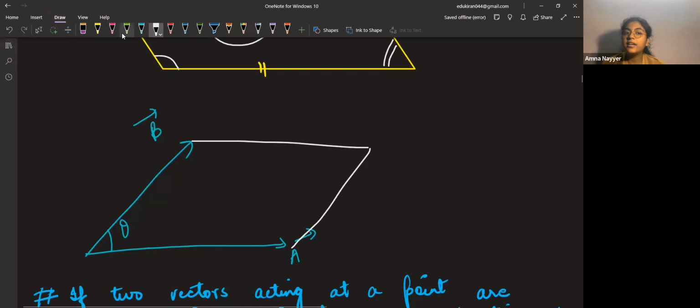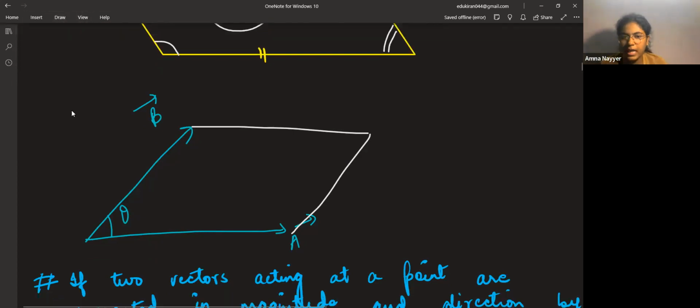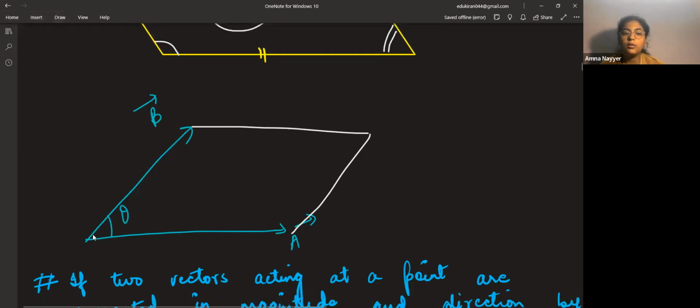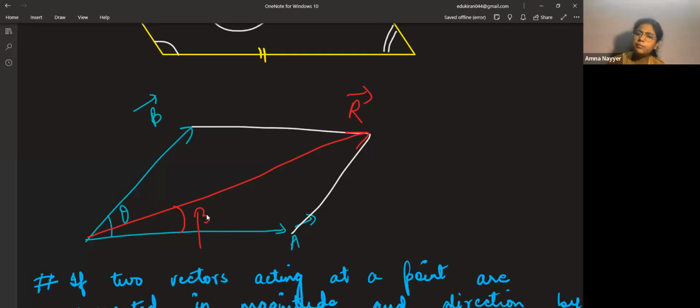Two vectors, if they represent the adjacent sides of a parallelogram, like this or like this, you can complete the parallelogram. If such is the case, then their resultant is always given by the diagonal of the parallelogram. This is how the resultant is given. The resultant will make an angle beta. This beta's detail we will see. This is how we consider the parallelogram, and this is the parallelogram law.